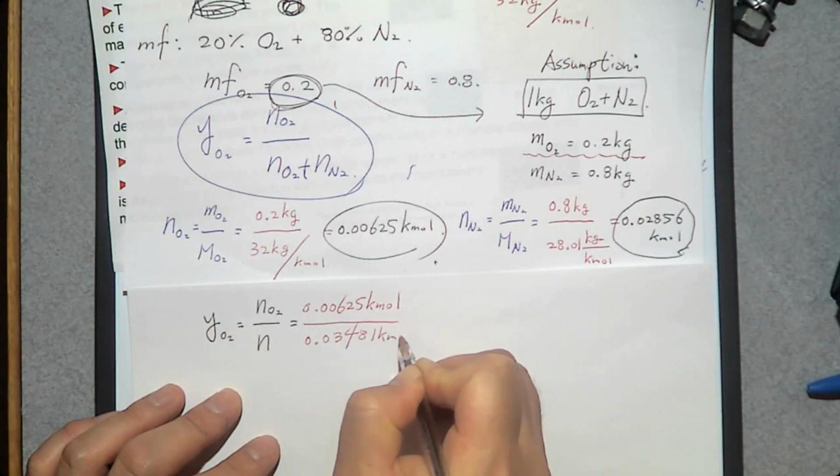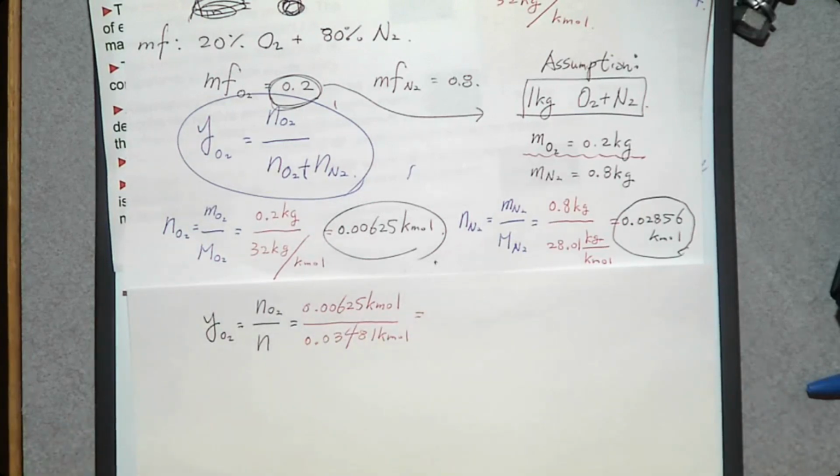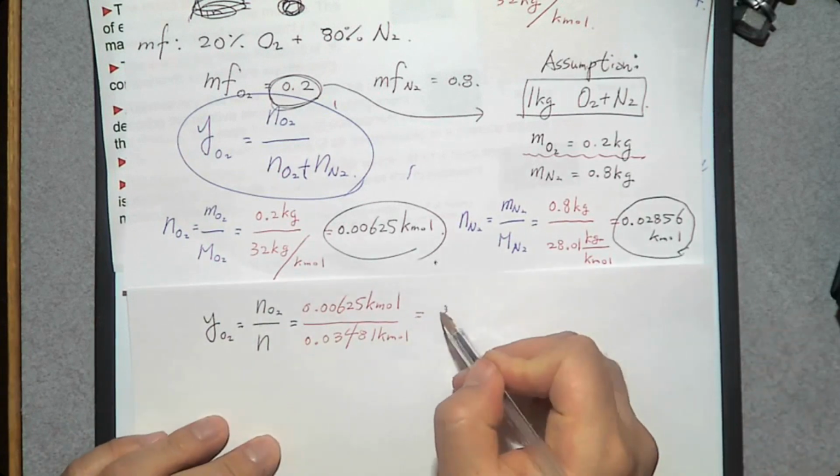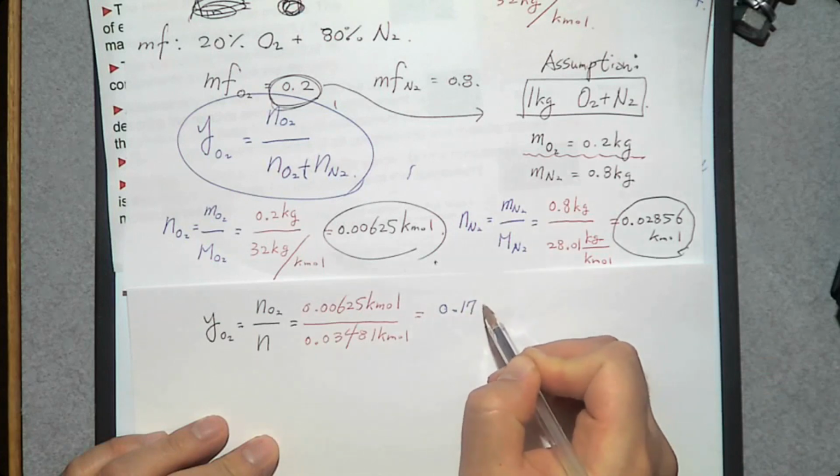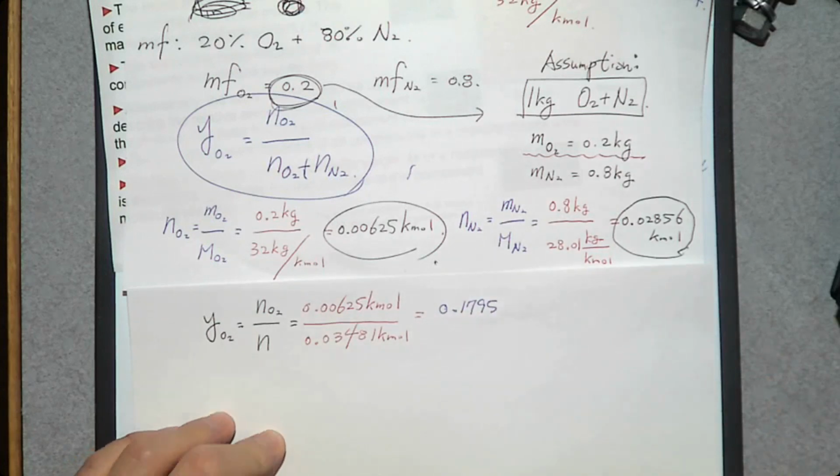0.03481 kilomole. Then you can calculate the mole fraction of oxygen. 0.00625 divided by 0.03481. We get 0.1795. That is the molar fraction of oxygen.